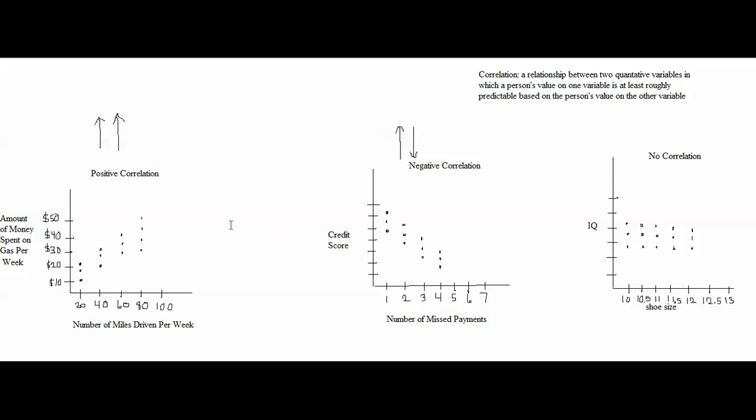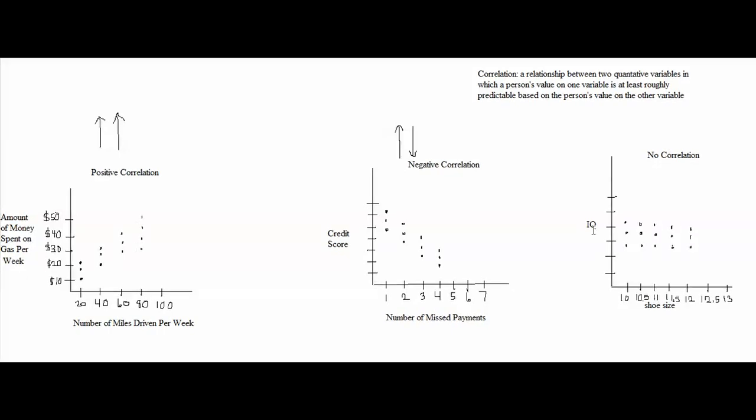So if you know that 2 things are correlated with each other, then it's possible to make these predictions. But if you're dealing with 2 variables such as shoe size and IQ, and it's never been demonstrated that there's a correlation between those 2 variables, then it's not possible to make a prediction.